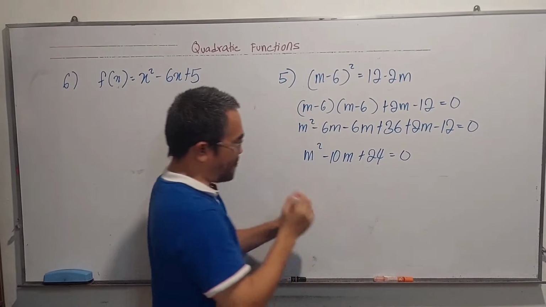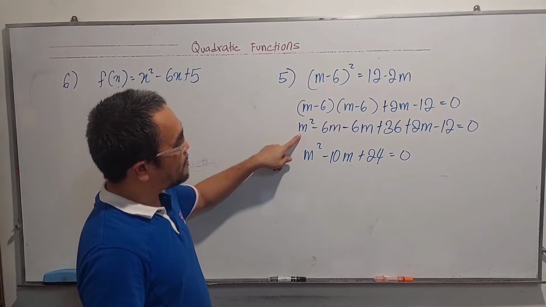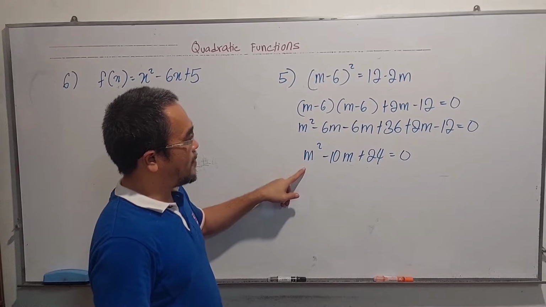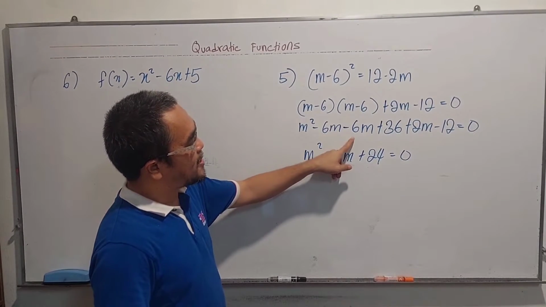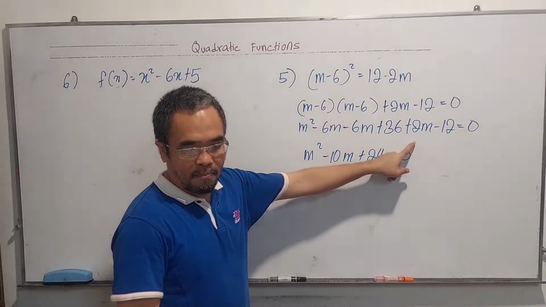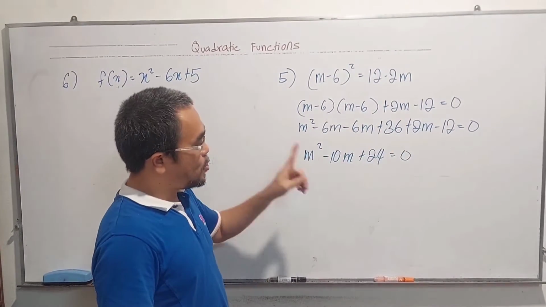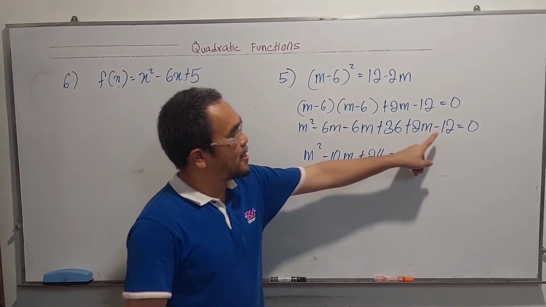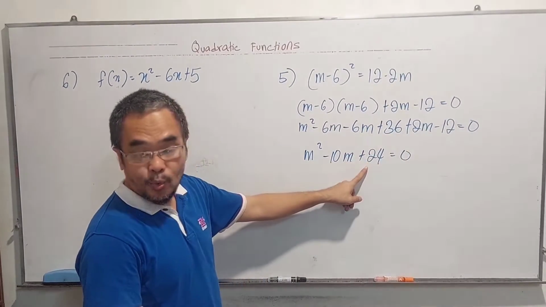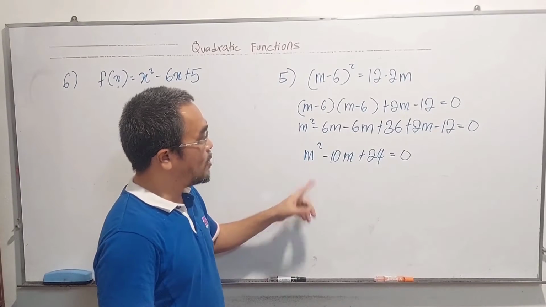And you should simplify. So m squared. Then m will be negative 6m plus 2m. You calculate, you should get negative 10m. And 36 minus 12, you should get 24. So, shown.